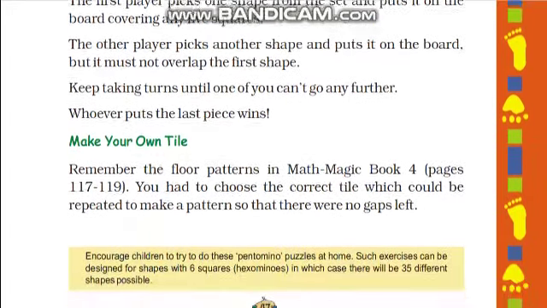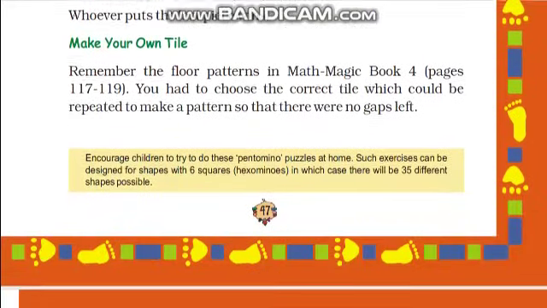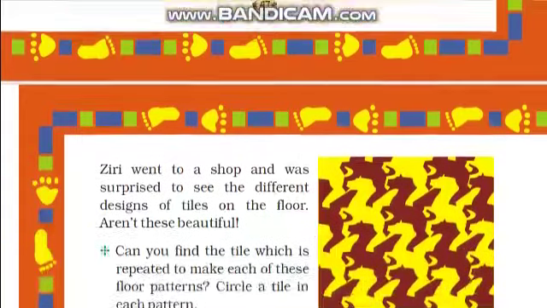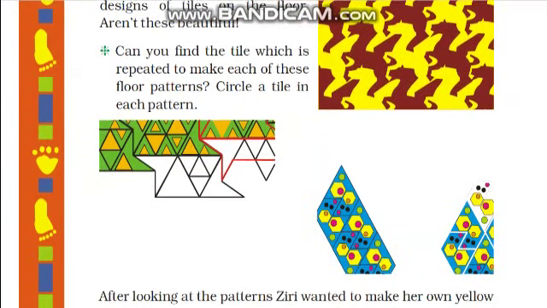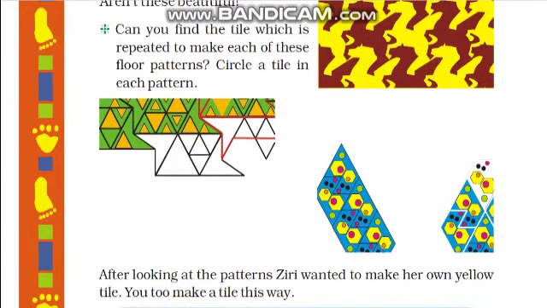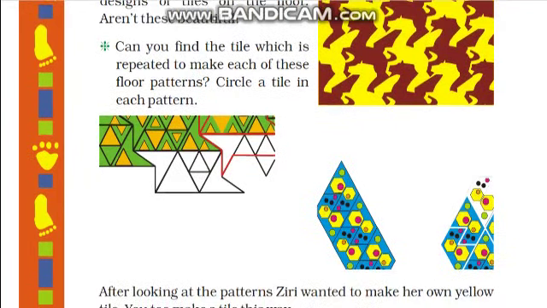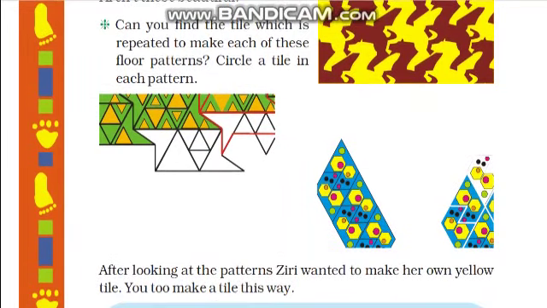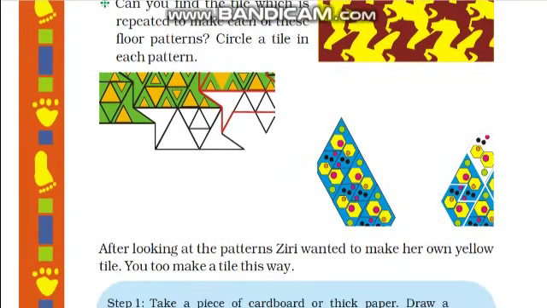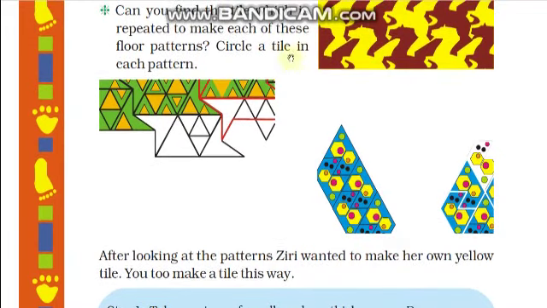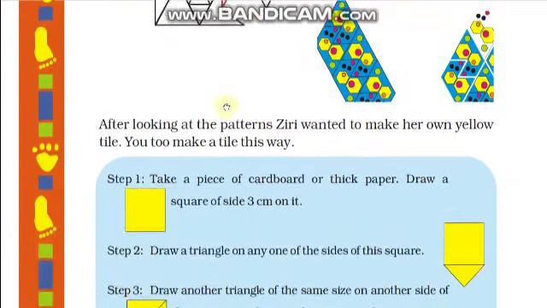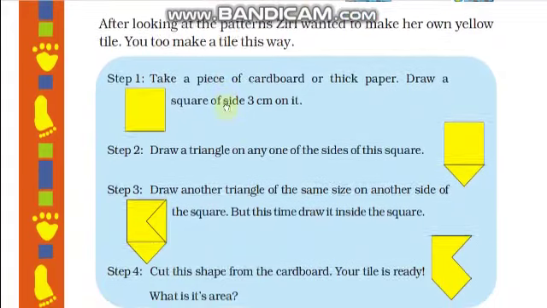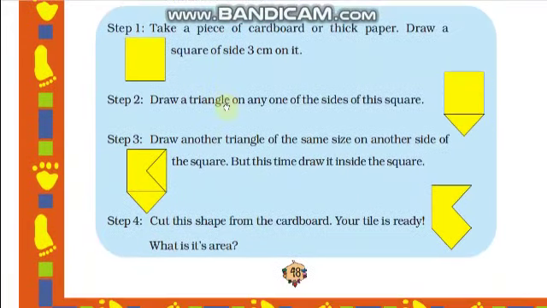Now we have another topic, making tiles. You can make the tiles like this. Ziri has made the tiles like this. Okay, and when she visited a tile shop, she had seen different types of tiles, and these are the tiles which, if we repeat them, will make a pattern. After looking at the pattern, Ziri wanted to make her own yellow tile, so she made her own tile also.